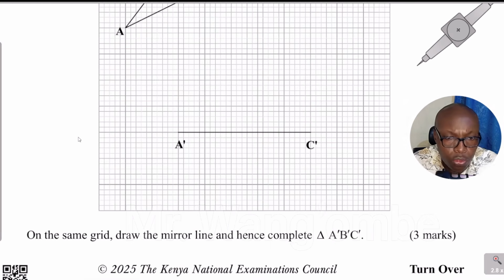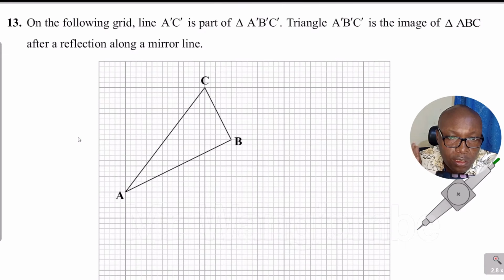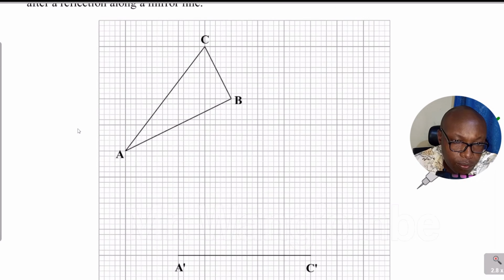Now, how are you going to draw the mirror line? Before you draw the mirror line, you're supposed to understand some concepts here. Properties of reflection. One important one that is going to guide you in this question is that the mirror line should occur exactly between the object point and the image point.